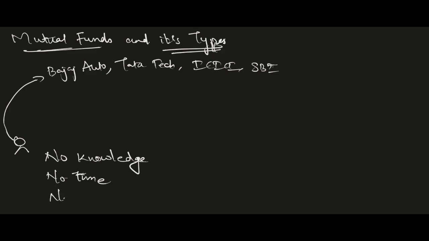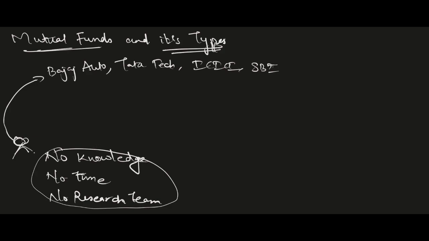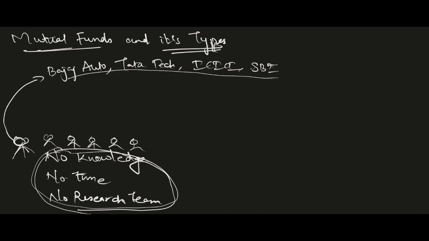Or let's say there is no research team to advise. So these are all the problems that one person might face in spite of having enough money to invest. Now there are so many people like this in the market who have some money to invest, but they don't know how to invest. Why don't they know how to invest? They are facing all these issues: no knowledge, no time, no research team. Because of this, this money is not reaching the market. Now this is the problem.